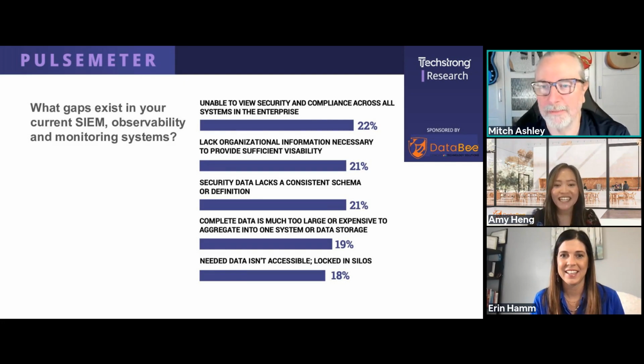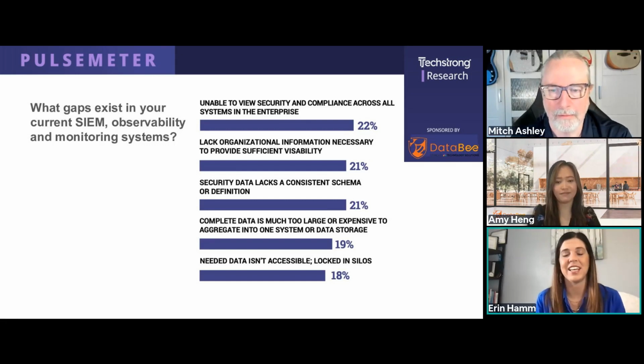Lynn asked: can you discuss the importance of centralizing and aggregating security data from various sources within the organization to gain comprehensive visibility and insights? So why is that so important? Yeah, I'll take that and then I'll turn it over to Amy.